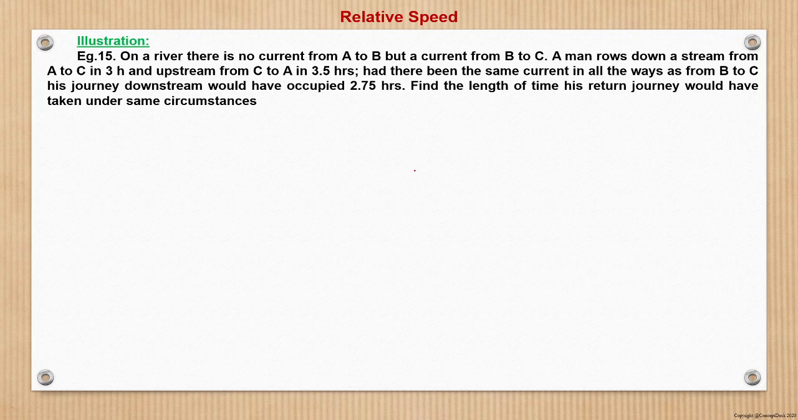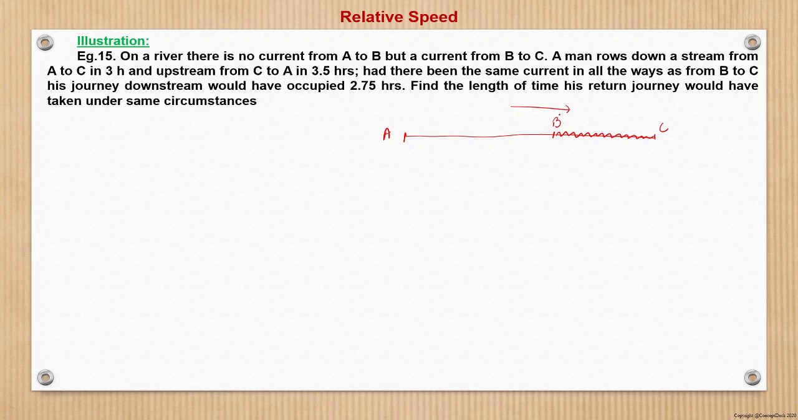So it is like there are 2 points A, then there will be some point B, then there will be some point C. Now it is given that there's no flow between A to B, whereas there is a flow between B and C. Okay, a man rows down a stream from A to C.